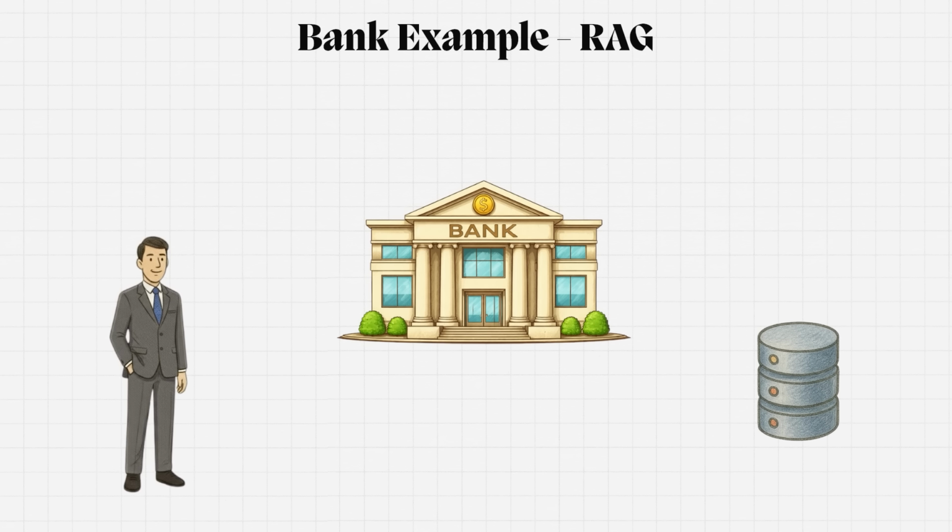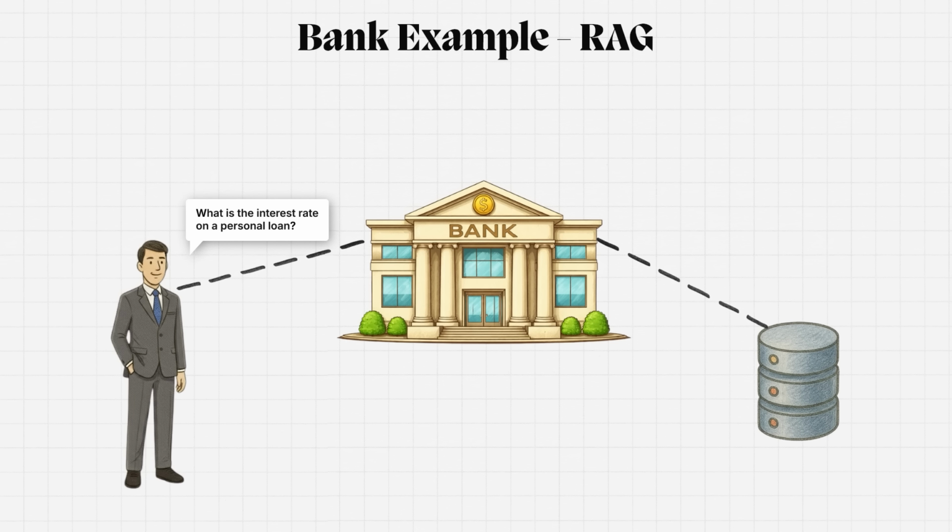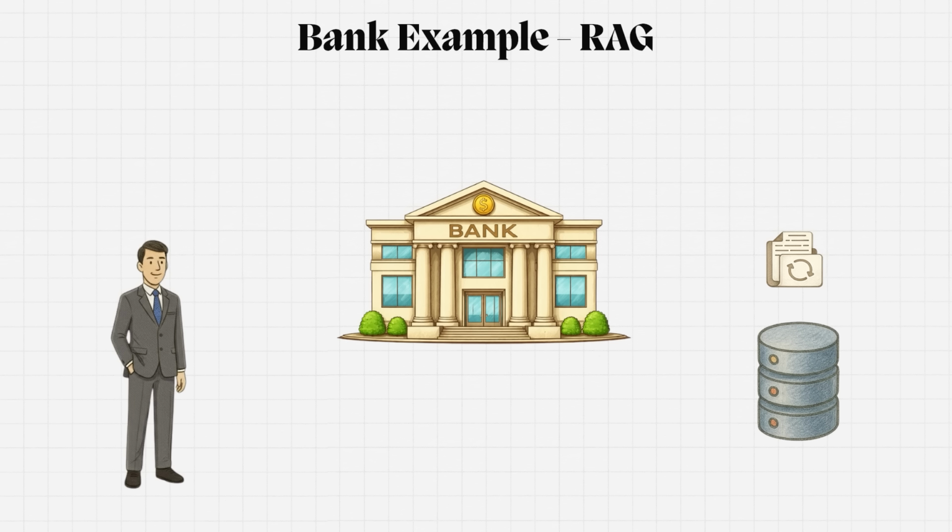And some of the real-world examples for this would be, let's say, a bank using RAG to answer customer questions about the loan products. The loan terms are documented, they change maybe monthly. You update the vector database monthly, and customers get accurate answers.